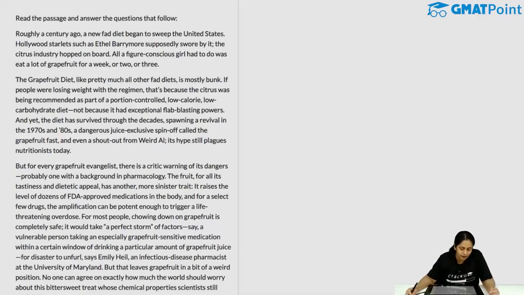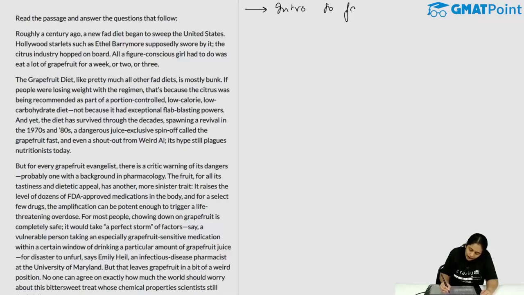Roughly a century ago, a new fad diet began to sweep the United States. Hollywood starlets such as Ethel Barrymore supposedly swore by it. The citrus industry hopped on board. All a figure-conscious girl had to do was eat a lot of grapefruit for a week or two or three. So this is the introduction to the fad diet, which involved eating a lot of grapefruit for a few weeks.